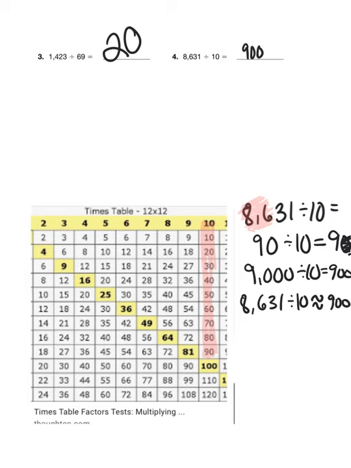And if you think about it, we can confirm that using what we know about dividing by powers of 10, because when I divide this by 10, my decimal point will move over 1 spot to the left, leaving me with 863 as my quotient, which is, of course, pretty close to 900 if we're estimating.